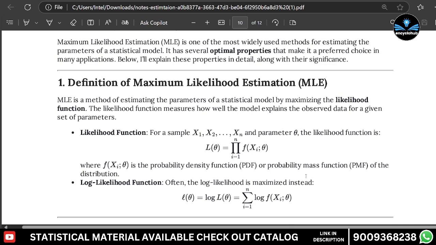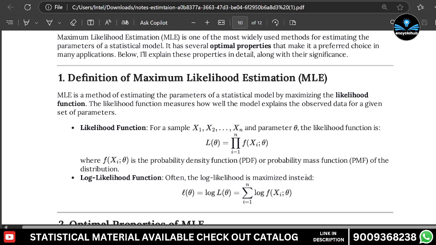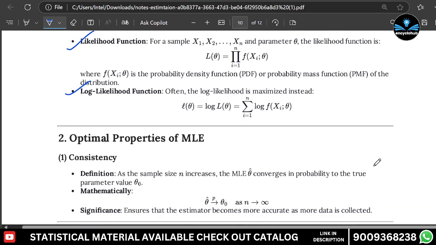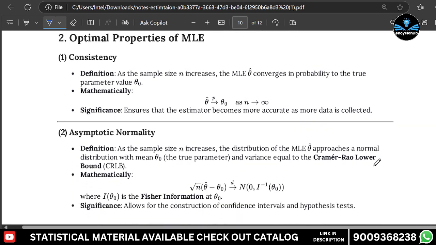First, what is the definition? MLE is a method of finding the parameters of any model, and it is widely used for finding the parameters. Now, likelihood functions. We have already discussed the likelihood function in previous videos. First we will find the likelihood function, then we will find the log likelihood function, and now here we are discussing the optimal properties of the MLE.